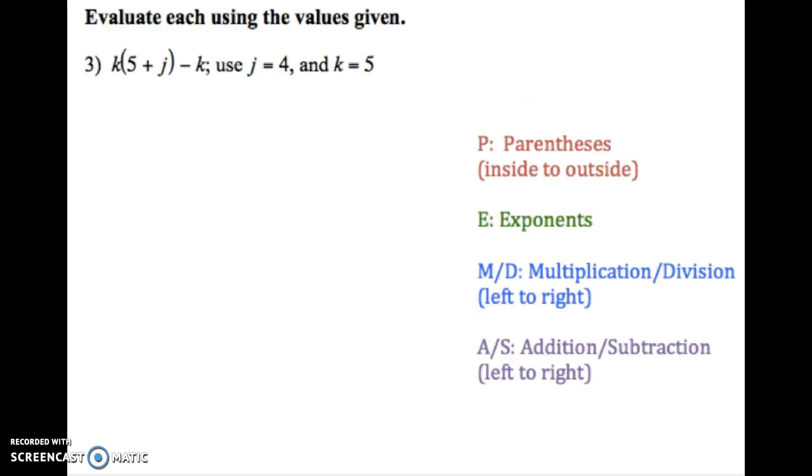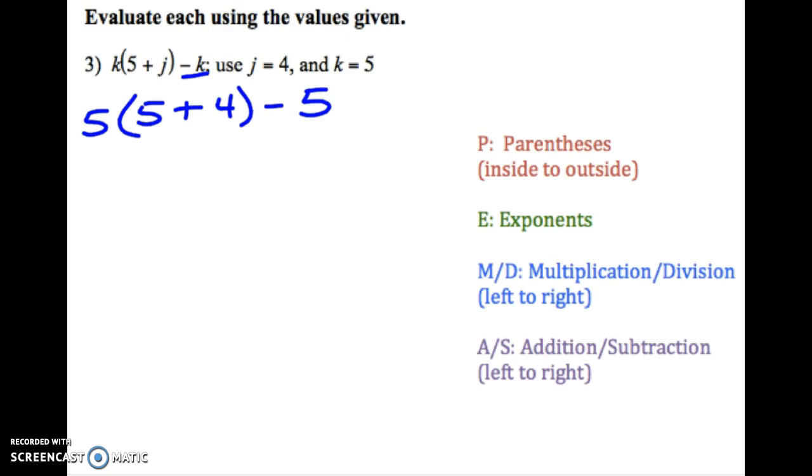For problems 3 and 4, they want us to evaluate by filling in first. So in place of K, we're going to put 5. In place of J, we got the 4. Hopefully you didn't lose that minus K that was afterwards there.